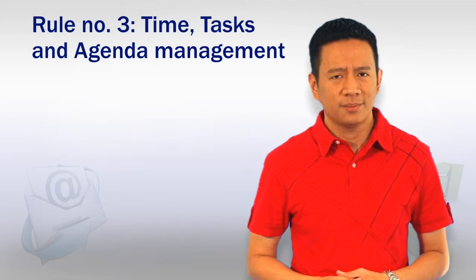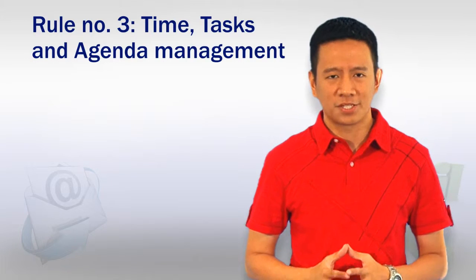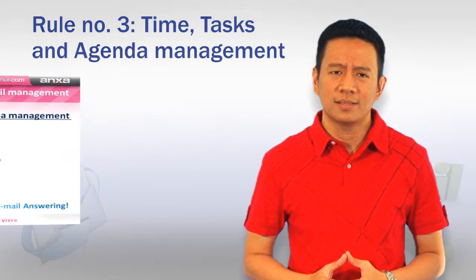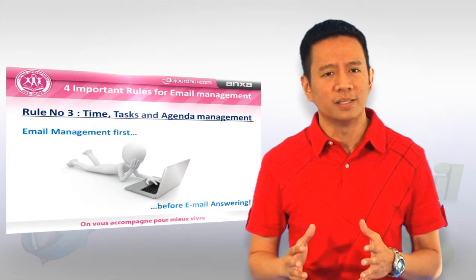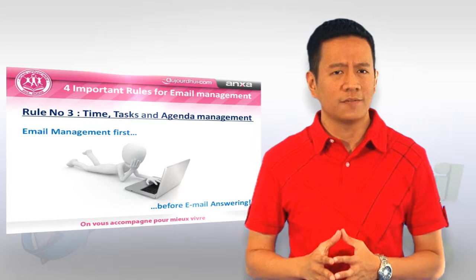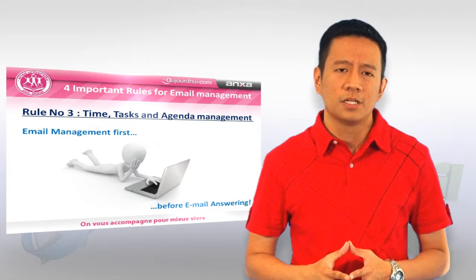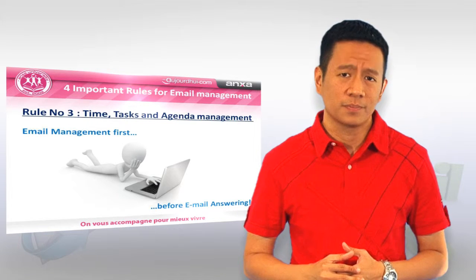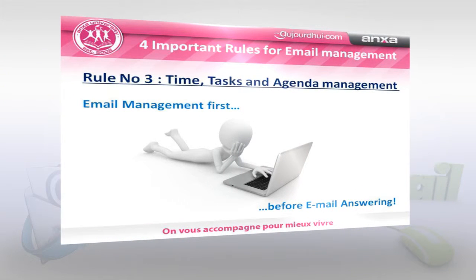Third rule, time, task, and agenda management. Email management precedes email answering. The good thing about email management is that we don't necessarily have to immediately reply to every single email that we read. The filters and labels that we have set up will help us decide whether the email urgently requires a response. So which email should be answered first? You see, it really depends on your position and how you manage your priorities. It is up to you to decide which emails are important and which ones can wait. To help you address this, we will talk about the Getting Things Done methodology later on.